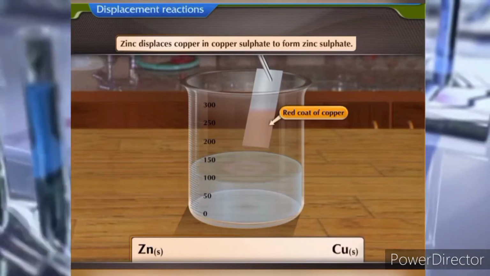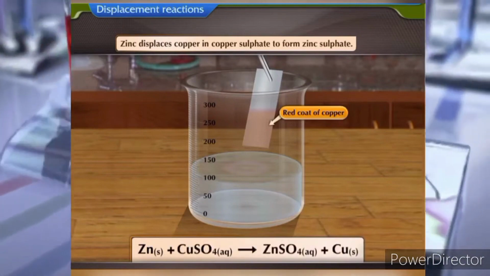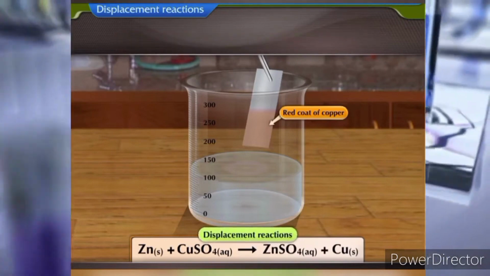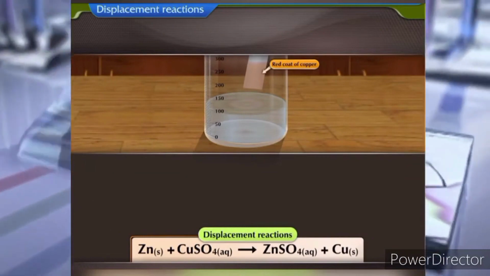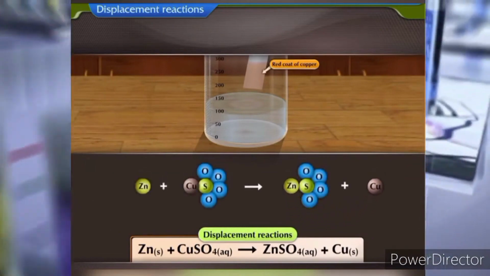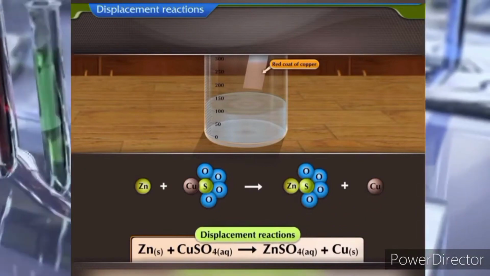Zinc displaces copper in copper sulfate to form zinc sulfate. Such reactions are called displacement reactions. Reactions in which the more reactive element displaces the less reactive element from its compound are called displacement reactions.